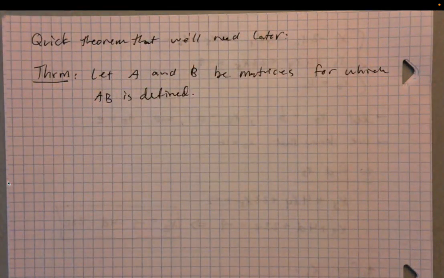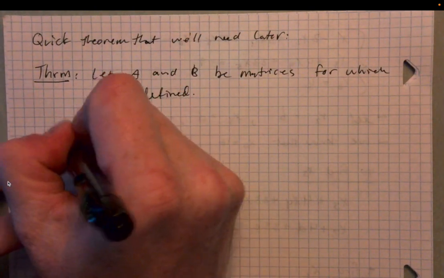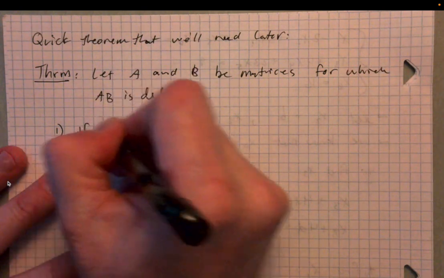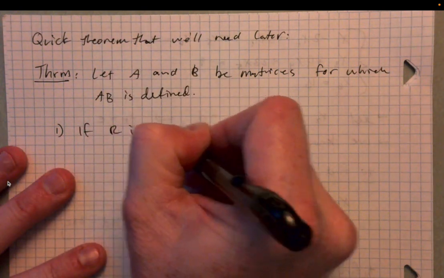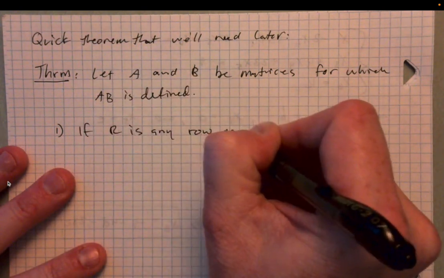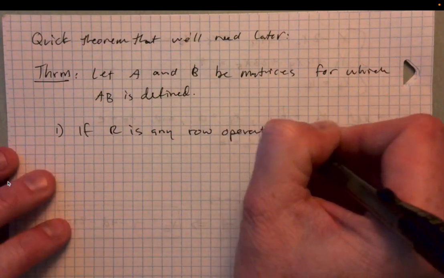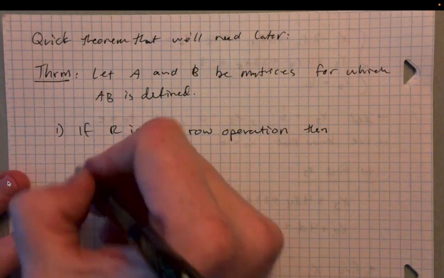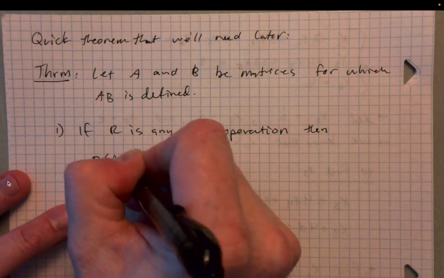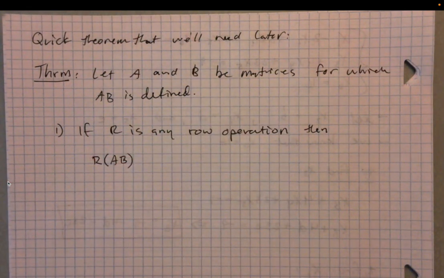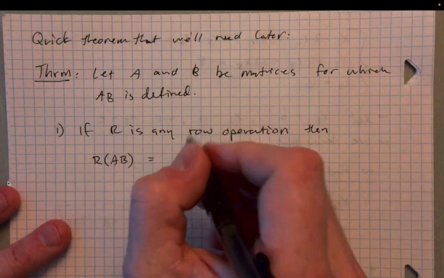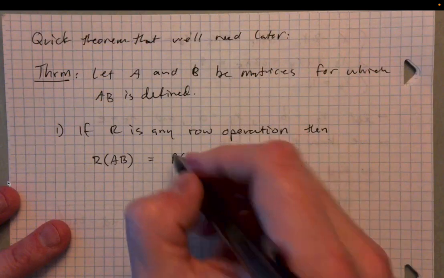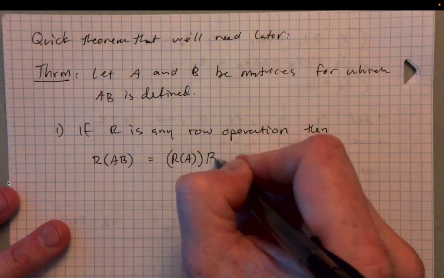Okay, if that's the case, then here's the theorem. If R is any row operation, then doing the row operation on the matrix AB is equal to doing the row operation on A and then multiplying that result by B.